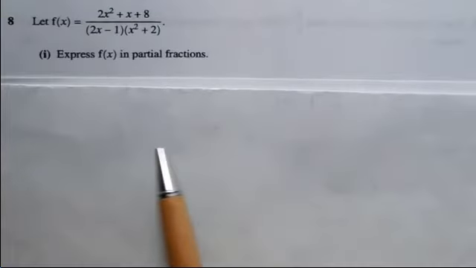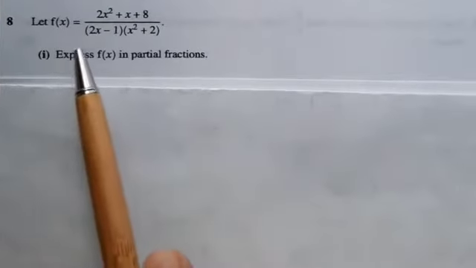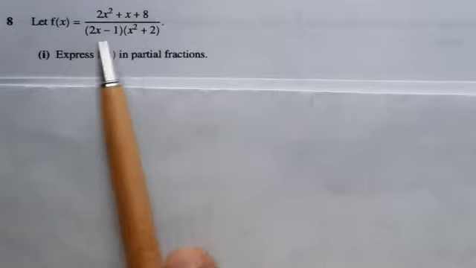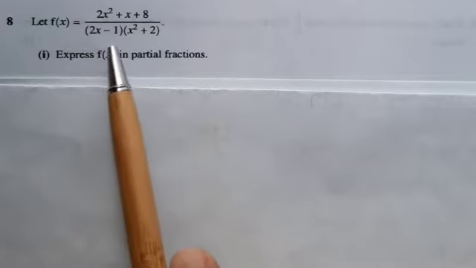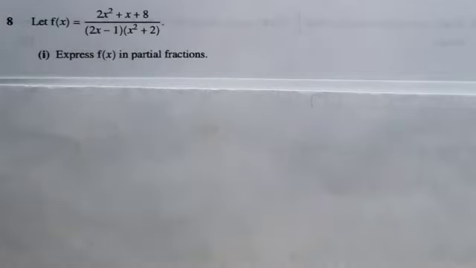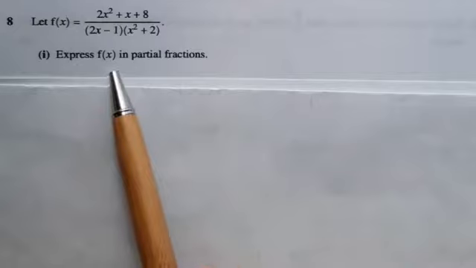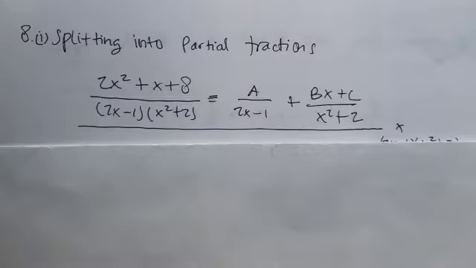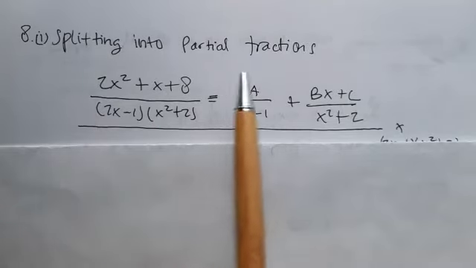Question number 8. Let f(x) equal (2x squared plus x plus 8) divided by (2x minus 1)(x squared plus 2). Express f(x) in partial fractions. Now, splitting into partial fractions.